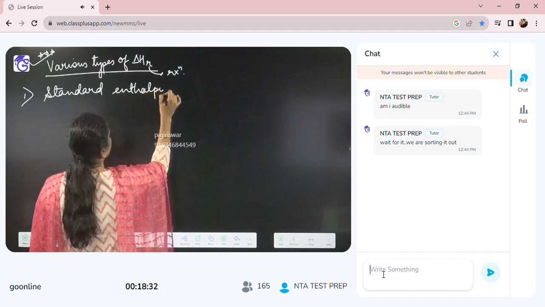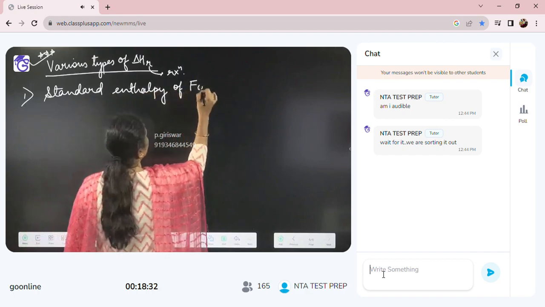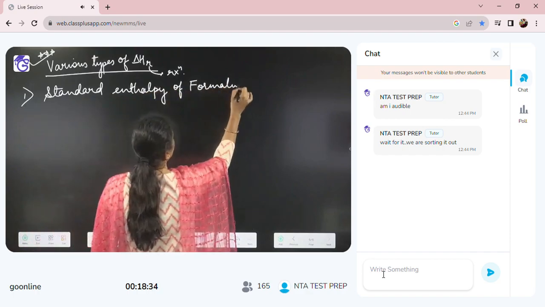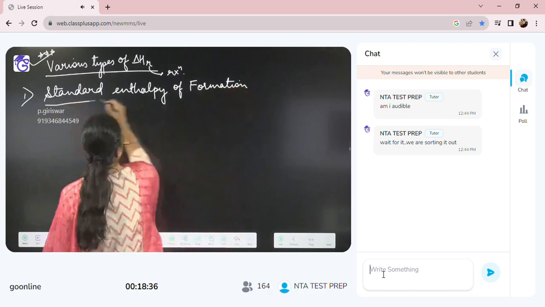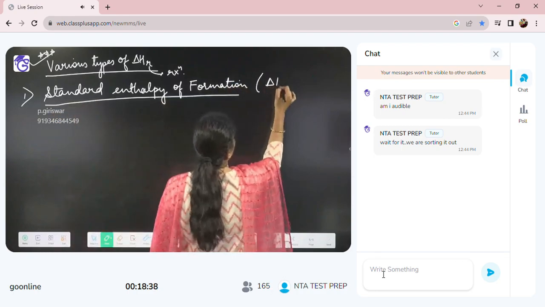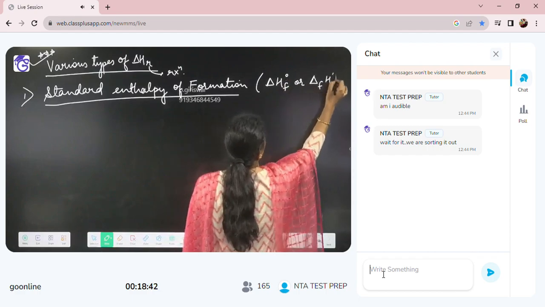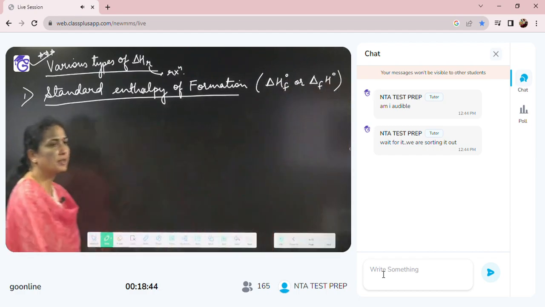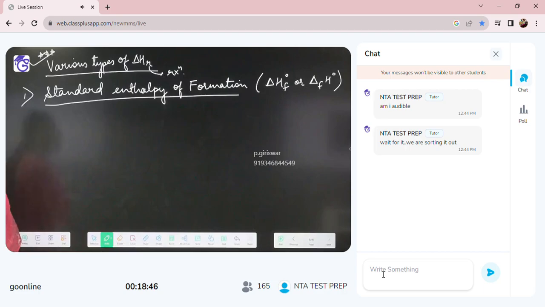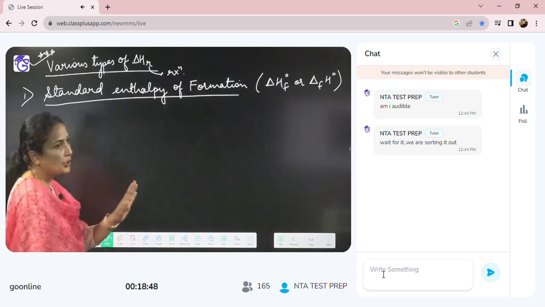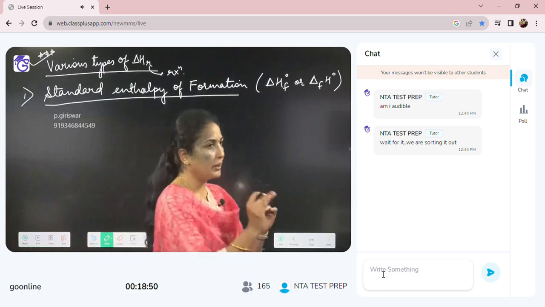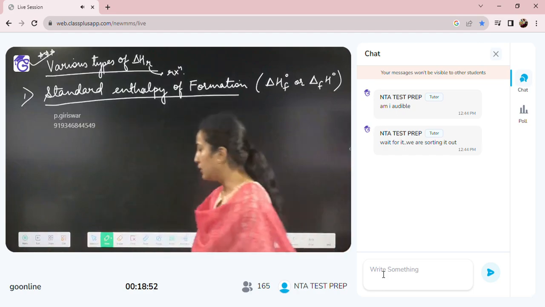So when we say standard enthalpy of formation, that means delta H F naught, or else we can write delta F H naught. Either way it is fine. It is standard enthalpy of formation. So I'll be writing down the definition here, and then I'll explain after that. So all of you can write along with me here.